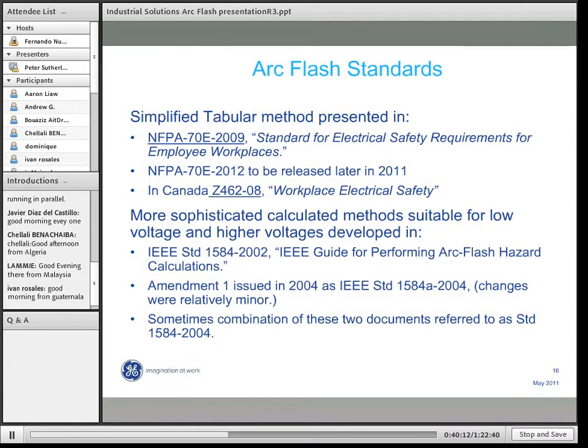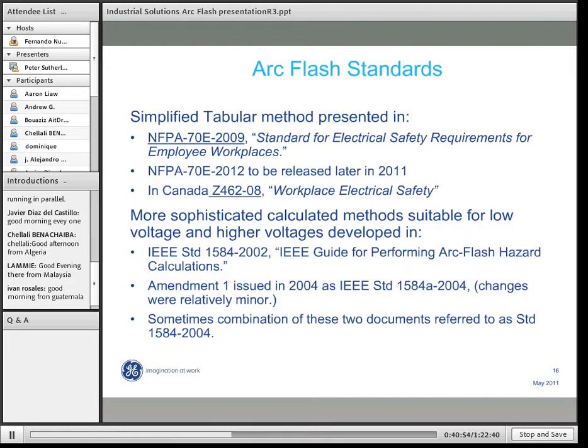all types of electrical equipment and all types of activities which you can do, from anywhere from reading a meter to withdrawing a racked-in circuit breaker, switching a switch with the doors open or switching a switch with the doors closed. It's a very detailed list, and it tells you the minimum protective gear that you should wear when doing any of these tasks on any of this equipment.